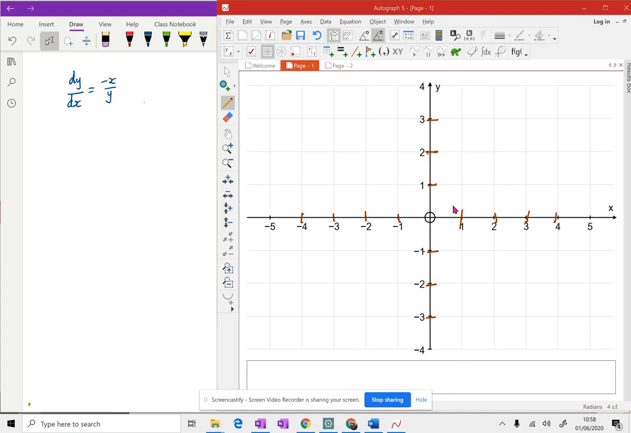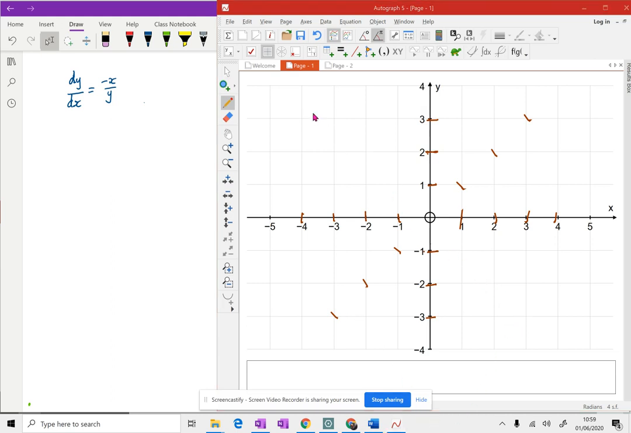What happens now if I think of any point on the line y equals x? At 1, 1, the gradient is minus 1 over 1, minus 1. At 2, 2, minus 2 over 2, and so on. So anywhere on that line, the gradient is minus 1. So we're getting a little bit of a feel of gradients and curves. You might see something just beginning to happen.